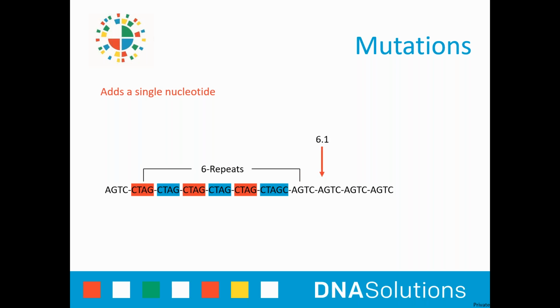The other kind of mutation you can get is when you gain or lose a single nucleotide. And you'll see this sometimes on a report. You might see a marker that has a 6.1 or a 5.9, and that means it has the general same motif with all the repeats, but it can become 1 base longer, or it can become 1 base shorter too. Mutations are good.